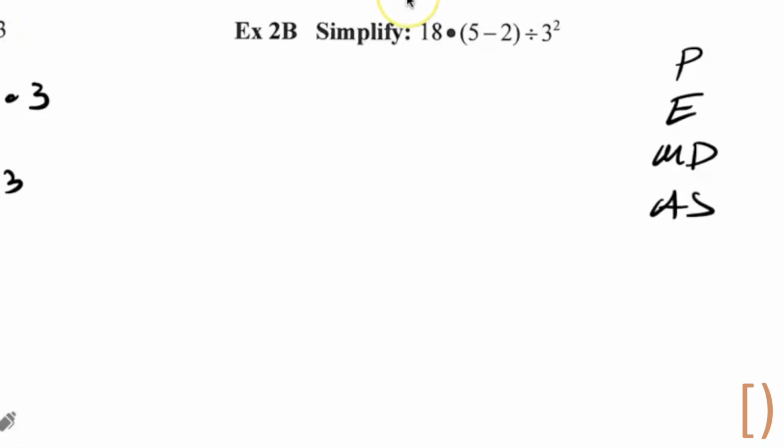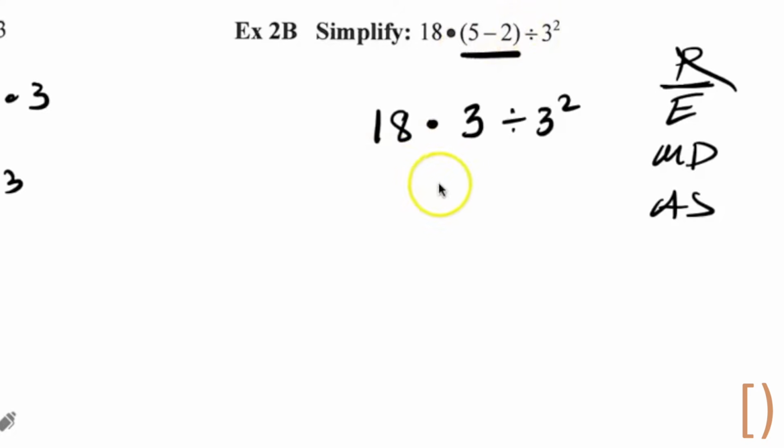First thing I see is parentheses. We're going to do that first. So we're going to do that in there. So that's going to be 18 times 5 minus 2 is 3, divided by 3 squared. Parentheses are gone. And then we look at, okay, what's left?